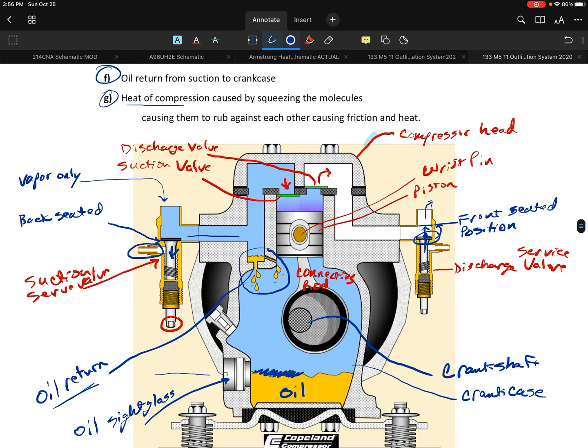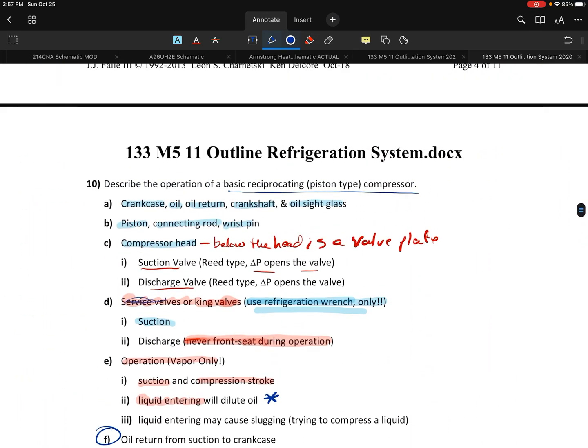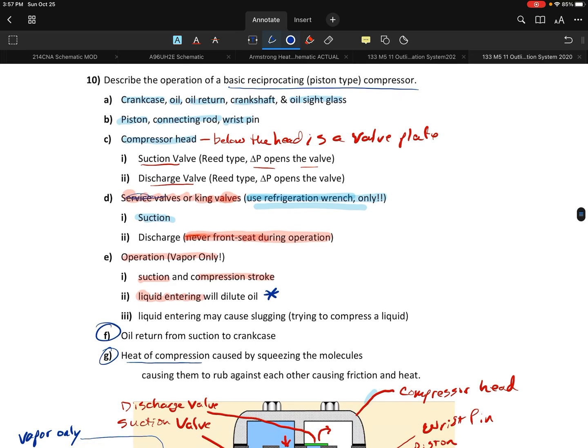That's essentially called heat of compression. So that's the reason why the temperature of the vapor leaving these compressors got so warm. So heat of compression is a big part of that. So that's a little bit on the section of item number 10. And I'll stop this one to break these up a little bit and continue on with the next one after this.